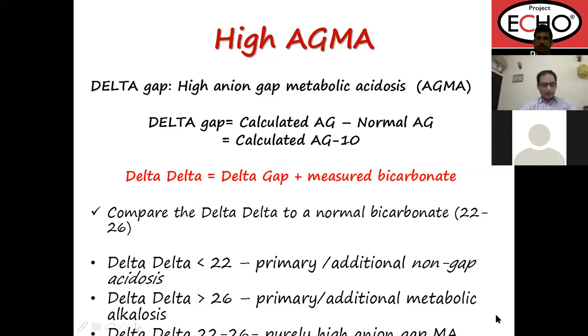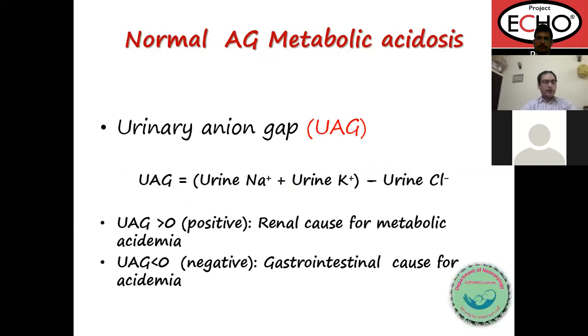Next. This is only for high anion gap metabolic acidosis. For normal anion gap metabolic acidosis, this is usually because of either urinary loss of bicarbonate or GI loss of bicarbonate. How to tell whether it is urinary or GI losses? We have to calculate the urinary anion gap, which is urinary sodium plus urinary potassium minus urinary chloride. If it is positive, it is the renal cause. If it is negative, then it is the GI cause.